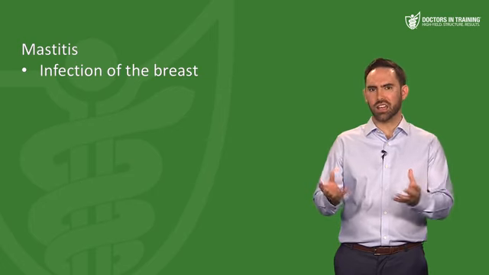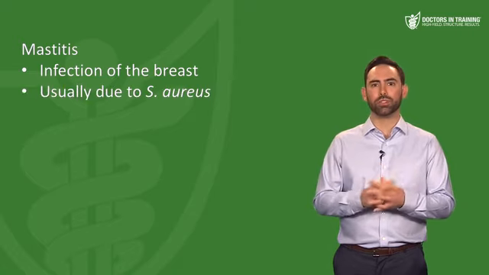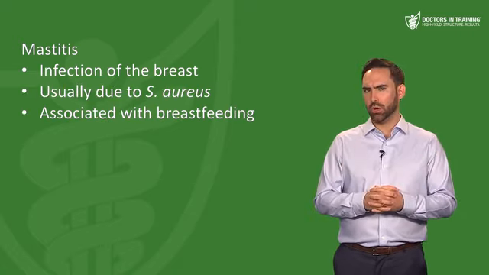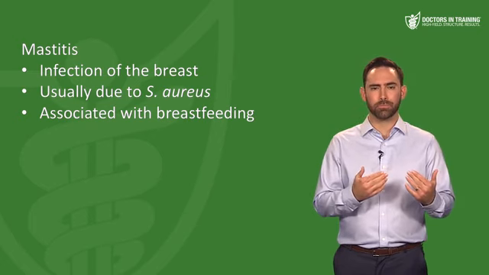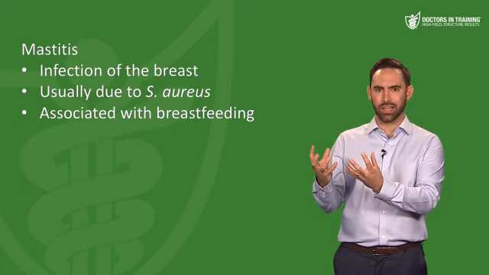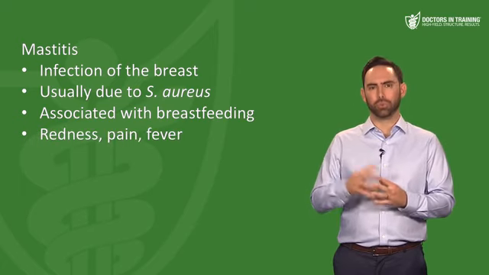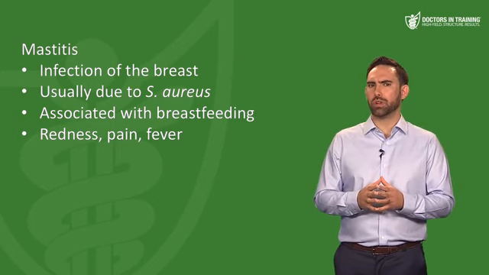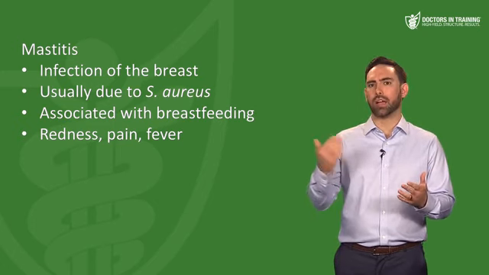Mastitis is basically an infection of the breast, usually due to Staph aureus. Breastfeeding leads to cracking of the nipples, which allows the bacteria to enter. And that leads to cellulitis, which can progress to an abscess. So clinically, you'll see redness, pain, and potentially some fever. And you can sometimes treat mastitis and cellulitis with antibiotics.